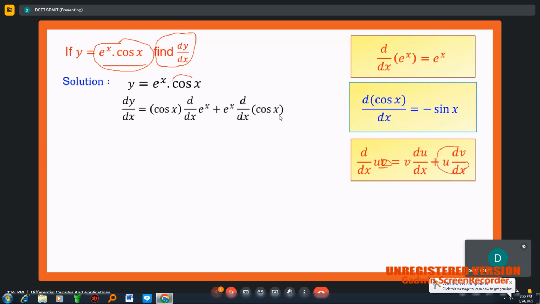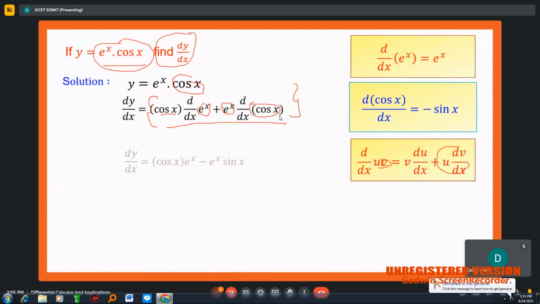See here, the second term I'll keep constant, v is kept constant, cos x is constant, differentiation of e to the power of x, plus e to the power of x is constant, differentiation of cos x. Here we have applied the product rule. Clear, all of you, how to apply the product rule?